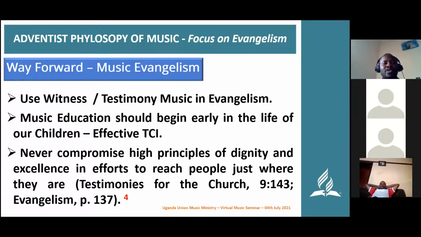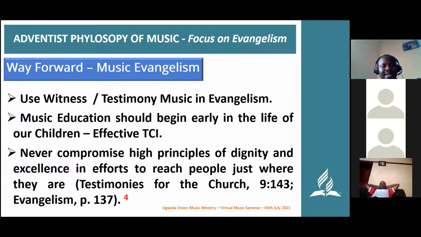The other issue is God has blessed us with children in our families, in our churches. We need to ensure that music education begins at an early stage in the lives of our children. That will get in line with what Solomon says in Proverbs 22:6, train up the child in the way they are supposed to grow, and they'll be able to glorify God because they are today's church. Our children have to learn the right music from the start. Do not wait for them when they have grown up or are teenagers. Let's start early enough. They'll be able to do the right thing because they have been taught early enough.